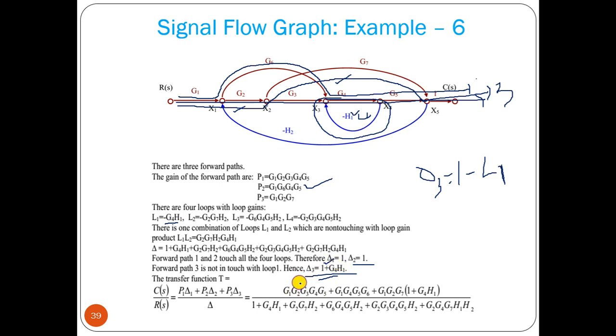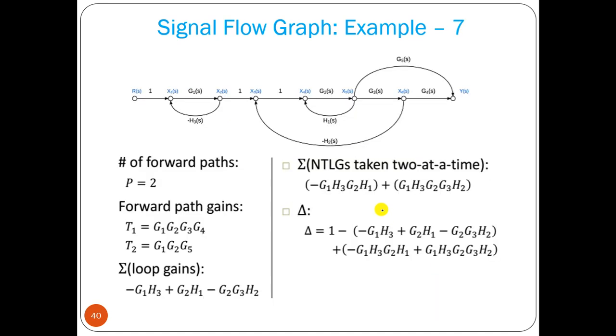So what we can do, P1 into delta 1, that is 1, P2 into delta 2, that is 1, P3 into delta 3, that multiplication factor comes due to this value delta 3. And delta value already we got. So this is how we have to find out the transfer function from this signal flow graph. Now we can take another example problem. This is a very interesting one.